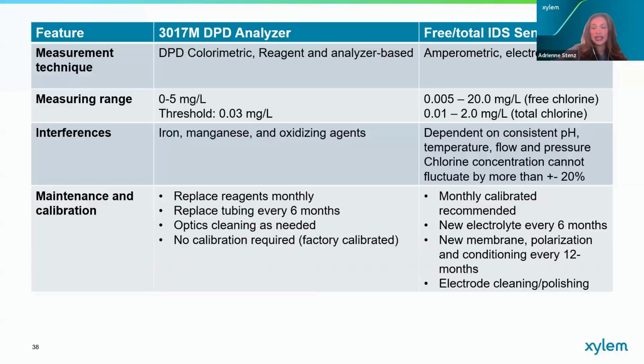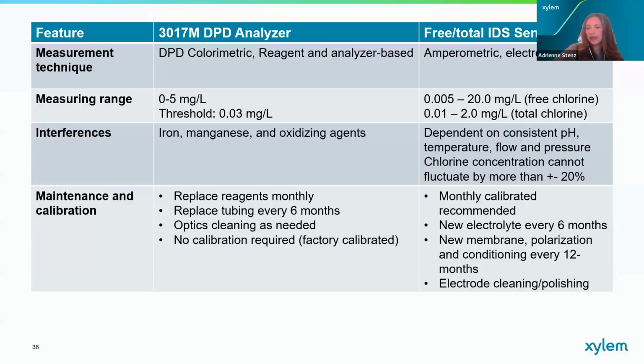In terms of maintenance, the 3017M's reagents have to be replaced monthly, whereas amperometric sensors have to be calibrated monthly. Every 6 months, the peristaltic pump tubing on the DPD analyzer has to be replaced, versus every 6 months on an amperometric sensor, you have to refill the electrolyte solution and repolarize it. Additionally, every year, the amperometric membrane cap has to be replaced.